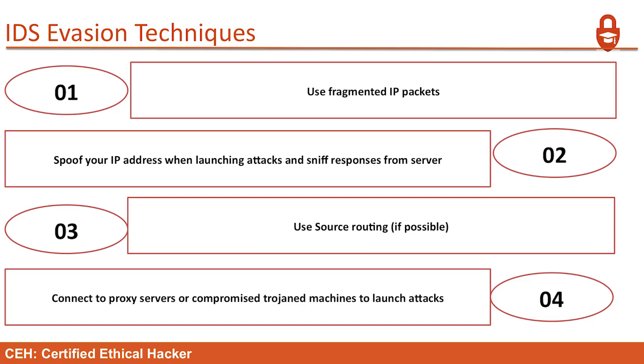You can spoof your IP address when launching attacks and sniff responses from the server. So you just tell it, hey, I'm not this IP address, I'm this IP address, right? And then you can use source routing if possible. So you can use source routing against the network. You can connect to proxy servers or compromise Trojan machines to launch attacks. This is very common.